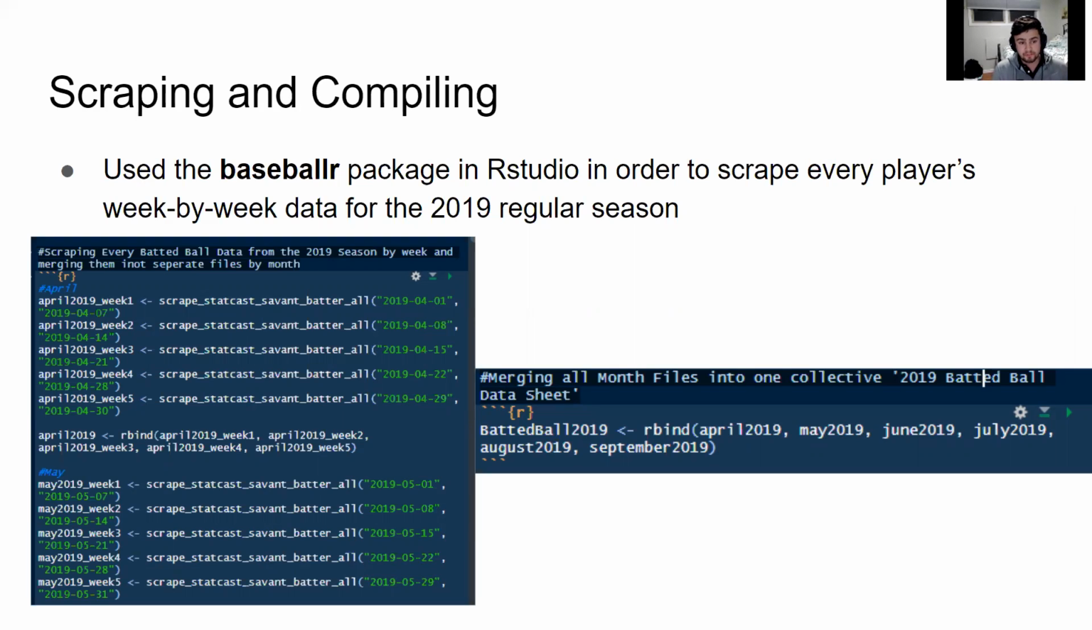So if you see in the left screenshot, you see how we did it for April and May. And then on the right is us combining all the months that were rbinded originally into one rbind to have a complete data set of every pitch that was thrown in the 2019 season. We named that data set Batted Ball 2019.